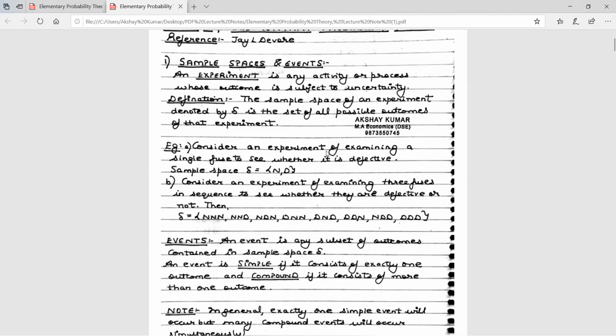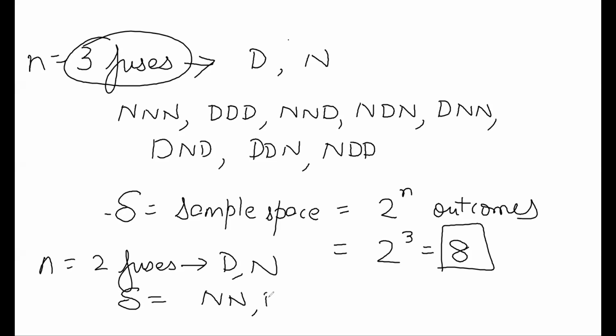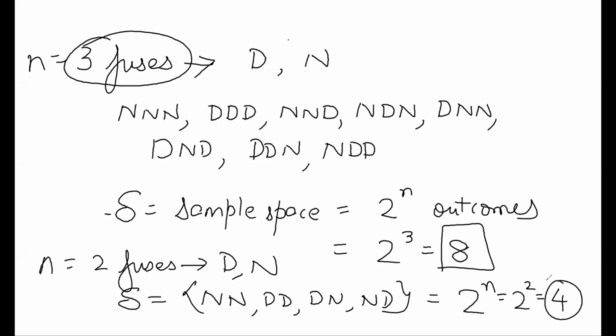Suppose you pick up 2 fuses. Let's take up that case also. Suppose my n was 2 fuses, and we need to check whether they are defective or not defective. Then in that particular case, my sample space will be NN, DD, DN and ND. This will be my sample space. It will consist of how many outcomes? It will consist of 2 to the power n, which is 2 to the power 2, which is 4 outcomes. Okay, then let's continue.